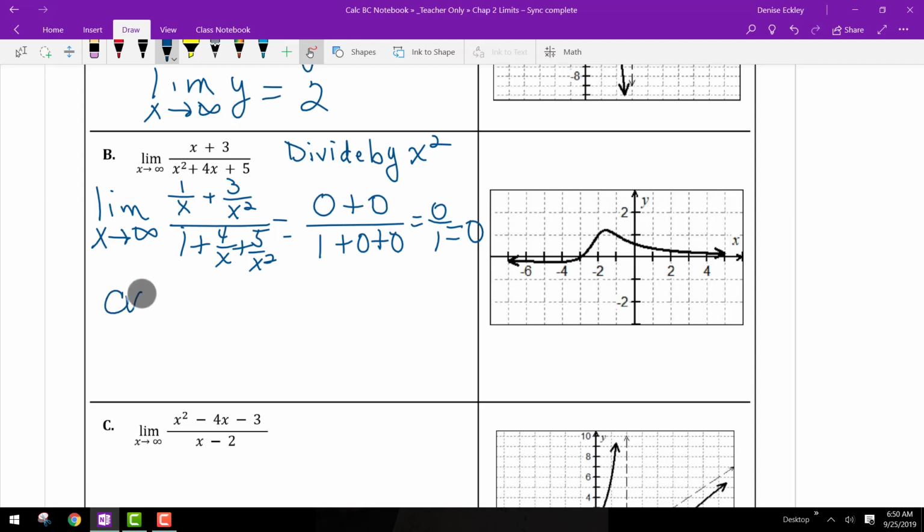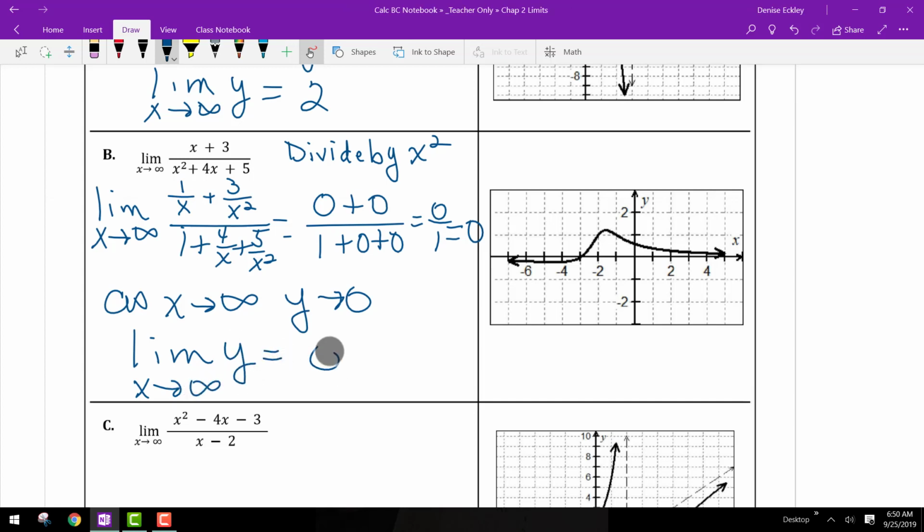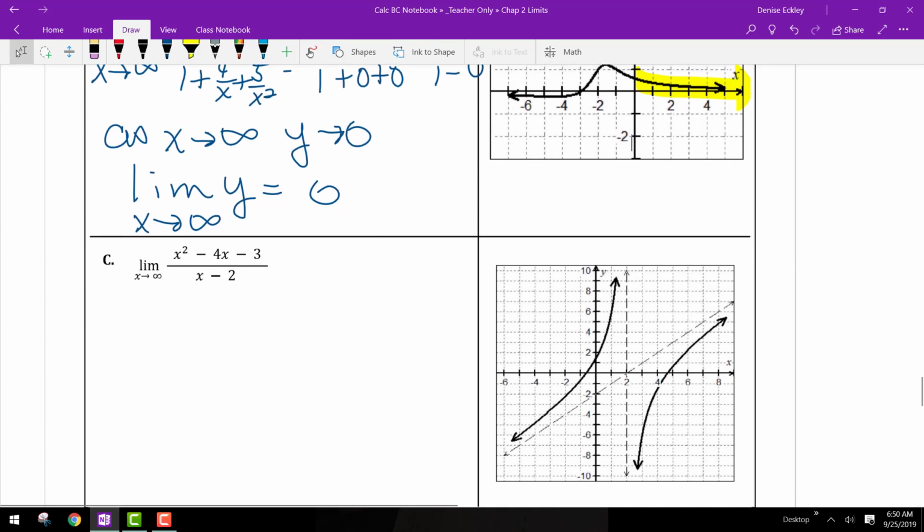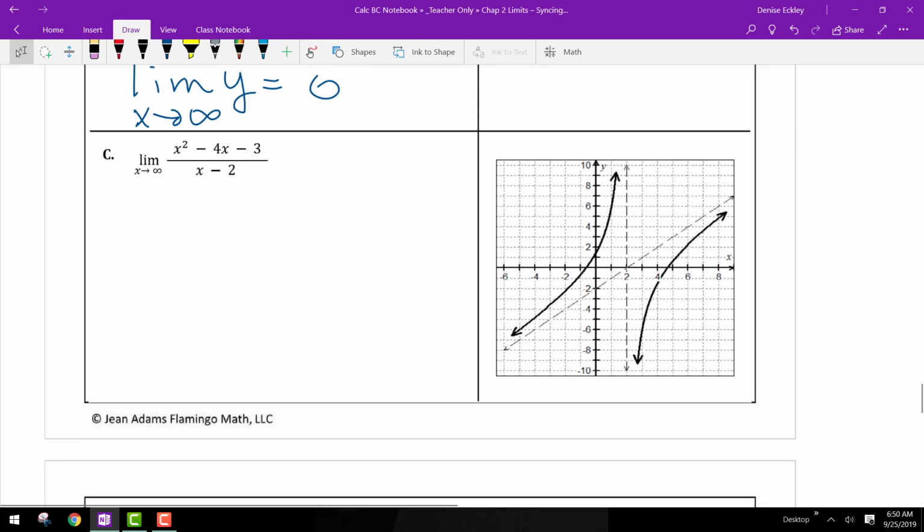So as x approaches infinity, y is going to approach 0. Our limit as x approaches infinity of the function is going to be 0. And again, we can see that as x heads to infinity, this is flattening out towards the x-axis. So I'm going to let you guys do the third one, and then I will put the answer here for you.